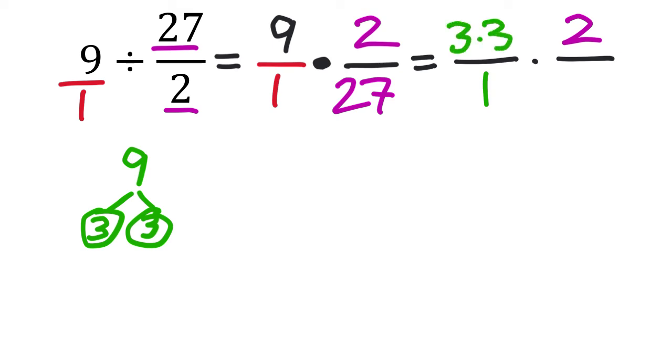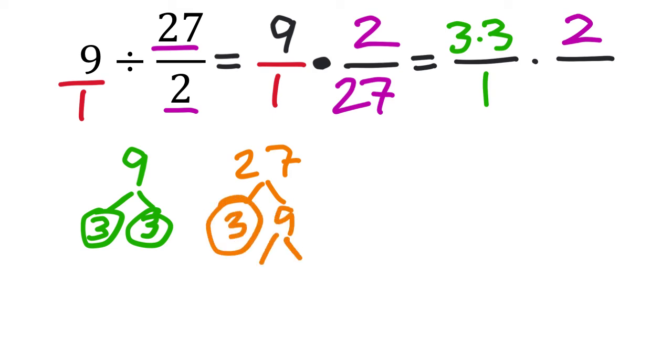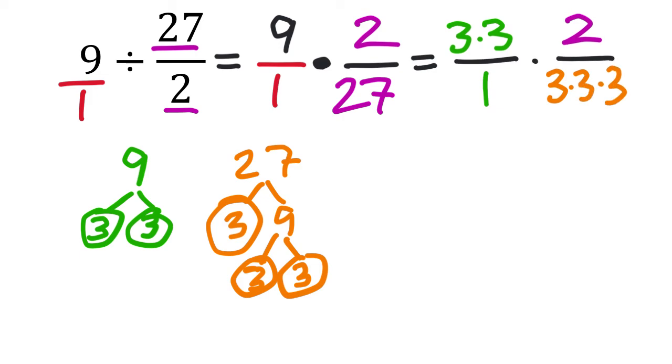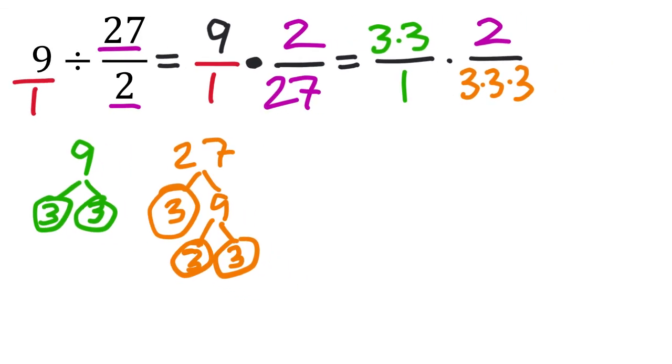Now this will be important because 27 can also be split up into, I'll say, 3 and 9. 3 is prime, and then 9 we've already seen splits up into 3 and 3. Now that's 3 3's multiplied, 1, 2, 3. So I changed the 27 into 3 times 3 times 3. I do need a little bit of extra space there, don't I?